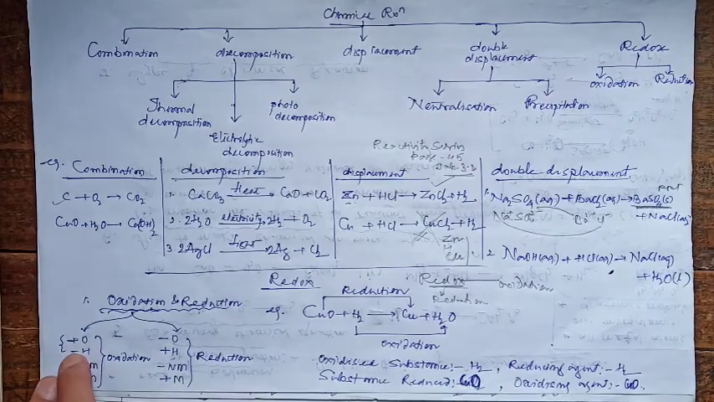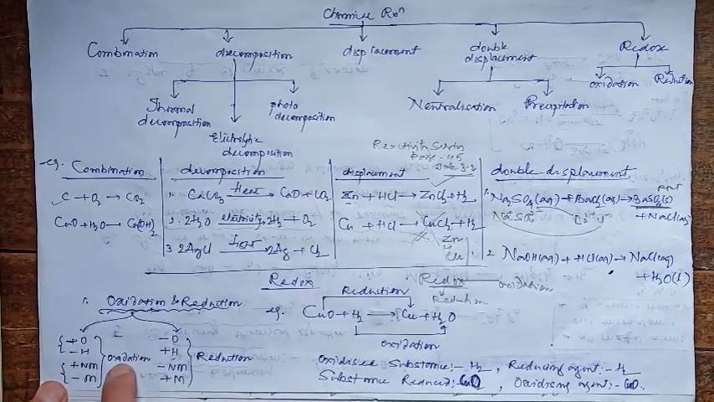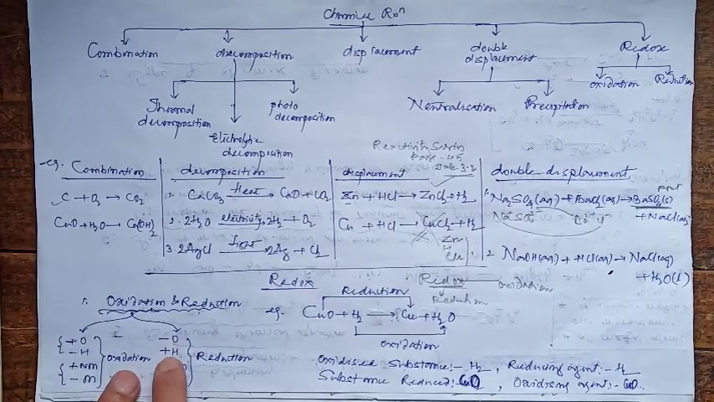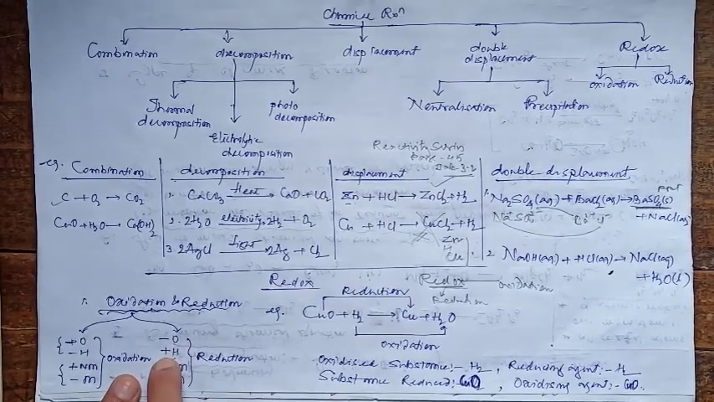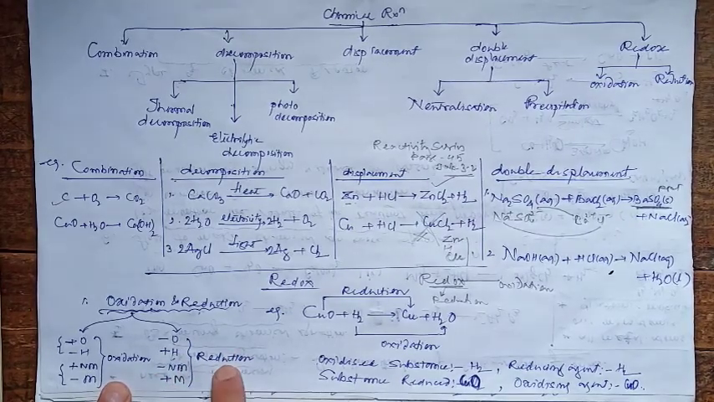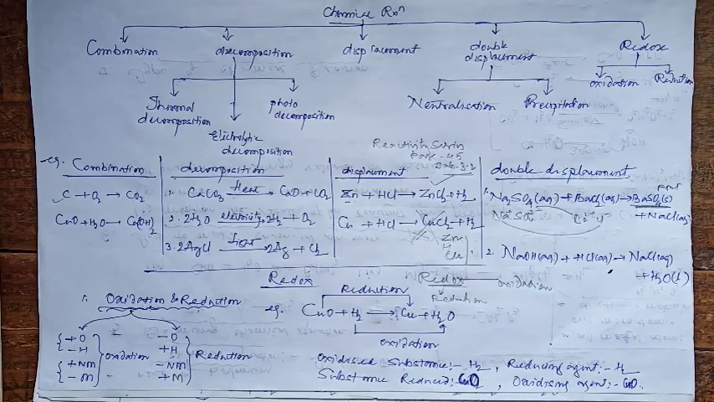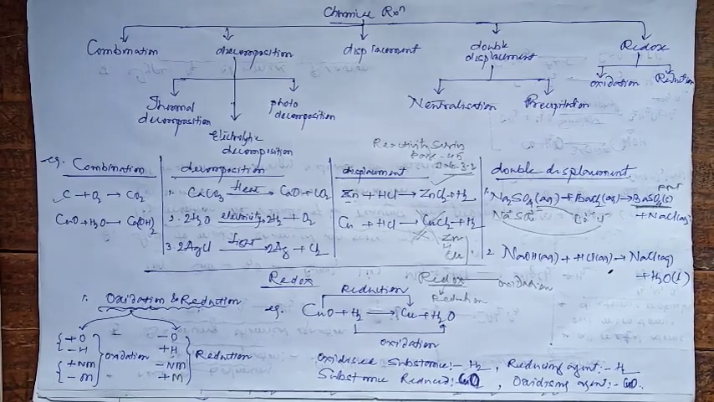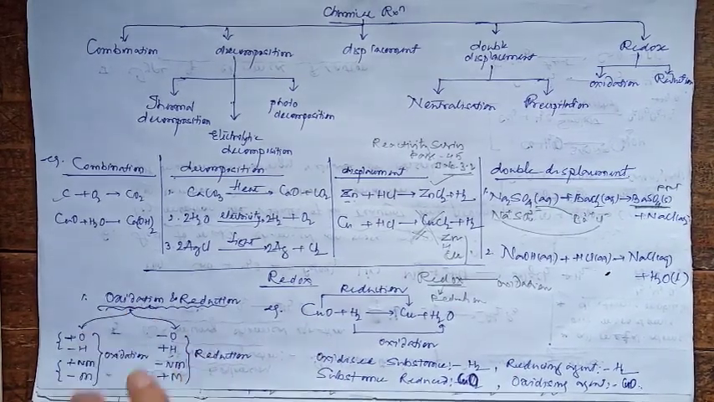So addition of oxygen and removal of hydrogen is oxidation. Addition of non-metal and removal of metal is oxidation again. Removal of oxygen and addition of hydrogen is a reduction. Removal of non-metal and addition of metal is a reduction. So that's how we can define oxidation and reduction processes. Here is an example to illustrate these definitions.